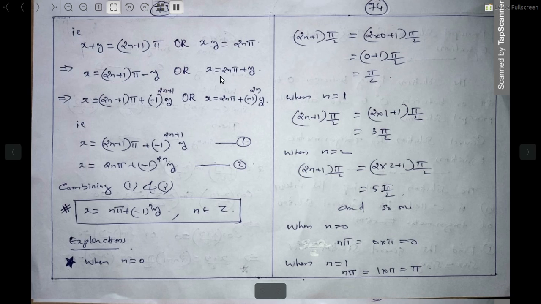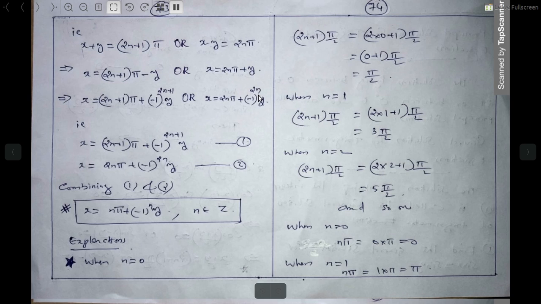Similarly here, x is equal to 2n pi plus y. So plus minus 1 whole raised to 2n. Here 2n is used, therefore here 2n is also used. When n is equal to 0, minus 1 whole raised to 2 into 0, 2 into 0 is 0, that is minus 1 whole raised to 0. If the exponent is 0 for a number other than 0, the answer is 1. For example, 5 raised to 0 is 1, 10 raised to 0 is 1, 25 raised to 0 is 1. So minus 1 raised to 0 is 1, 1 into y.